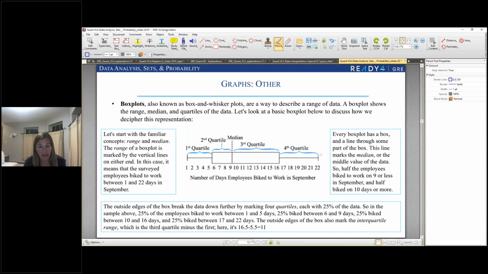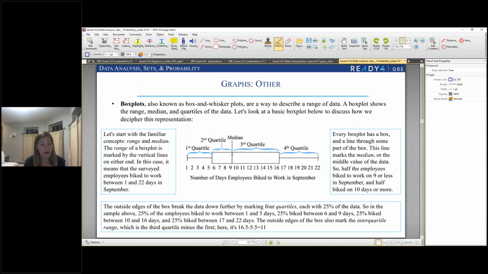The whiskers on the plot, these lines that go out the side, show the full range from the very lowest scores to the very highest. The median is the median. This box represents the 25th percentile and the 75th percentile scores.